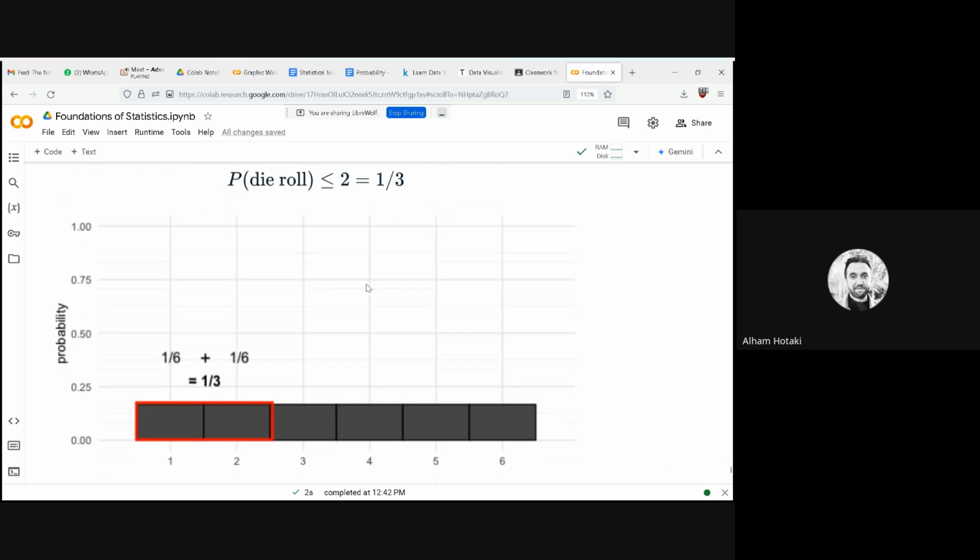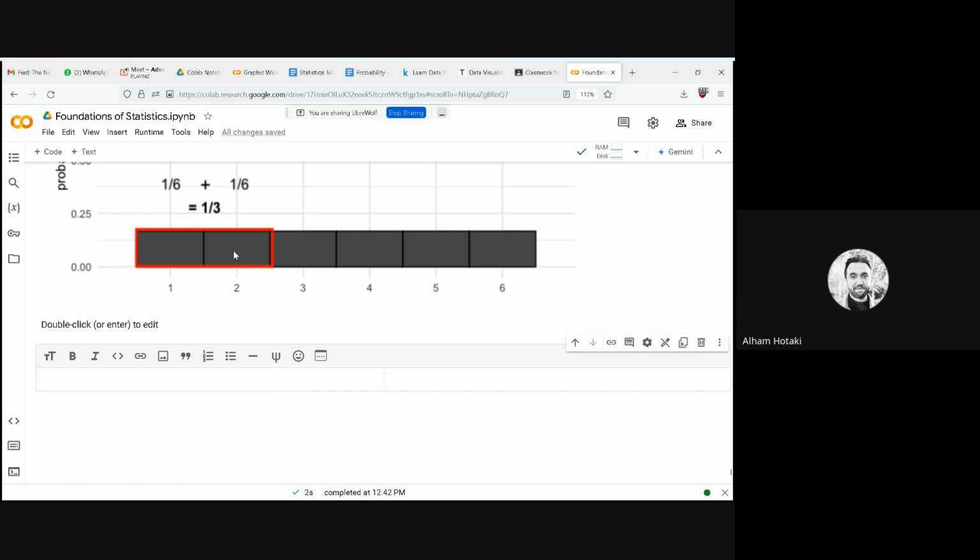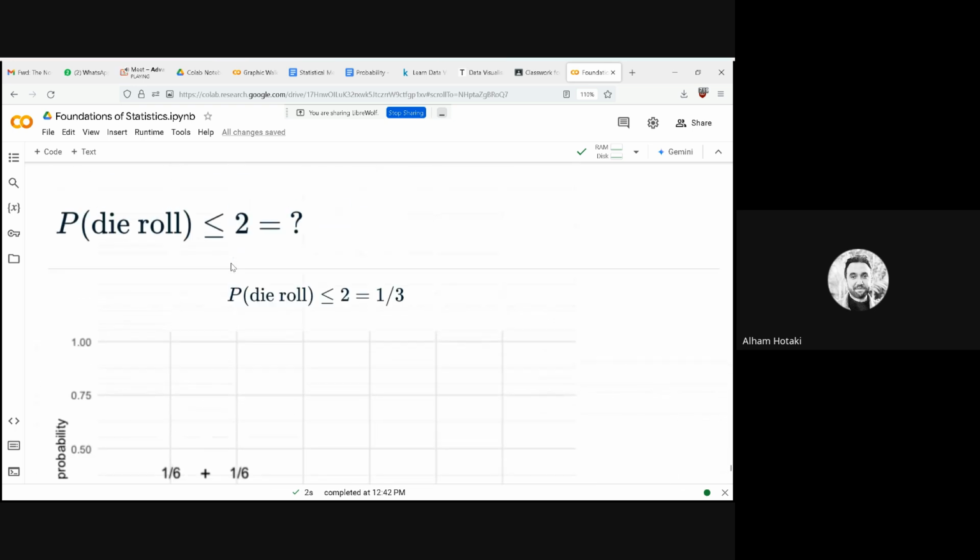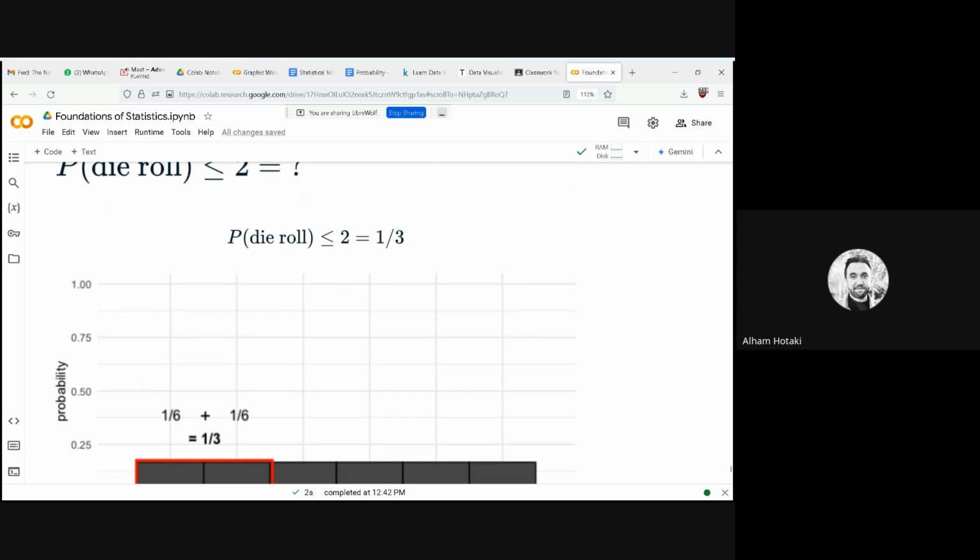Adding both of them, it will be 1.3. So these areas, if you're adding to that, that will be the probability of rolling a die whenever it's less than a specific value. That's called an even die, a fair die.